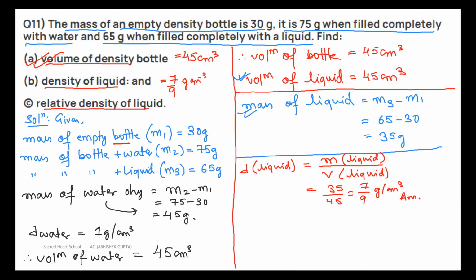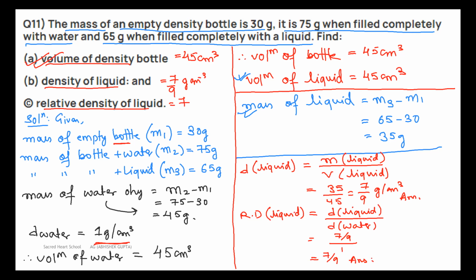Now, when we talk about the relative density of liquid, by definition it turns out to be the density of liquid by the density of water. Look, since it is a ratio of density by density, obviously it will have no unit. And the density of water is 1, so it will become 7 by 9 divided by 1, which will be the same as 7 by 9 with no unit. Only answer, this will also be 7 by 9 with no unit.